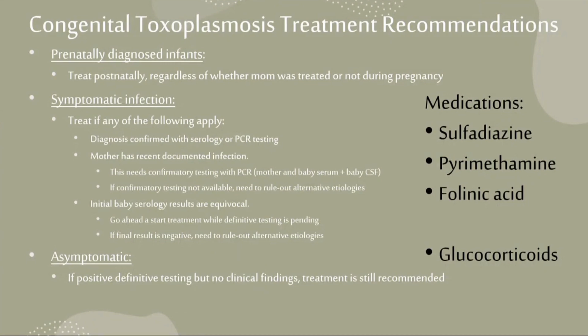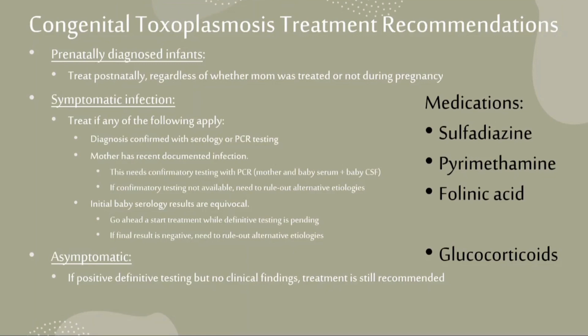It does say that deferring treatment in an asymptomatic infant is reasonable, but I feel like nobody's going to do that and take on that risk. So you're going to treat with sulfadiazine and pyrimethamine, and pyrimethamine is a folic acid antagonist. It can cause severe bone marrow suppression, so you're going to go ahead and give them folinic acid as well. That acts as a rescue medication and is an antidote to mitigate those risks.